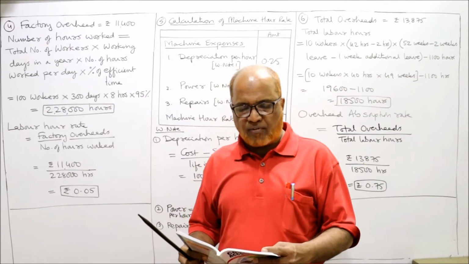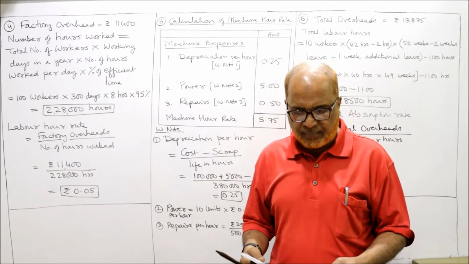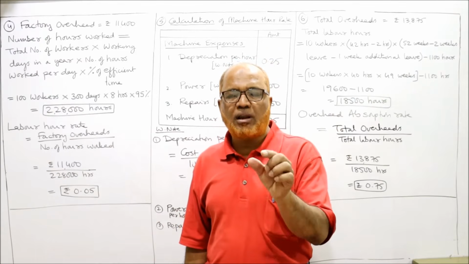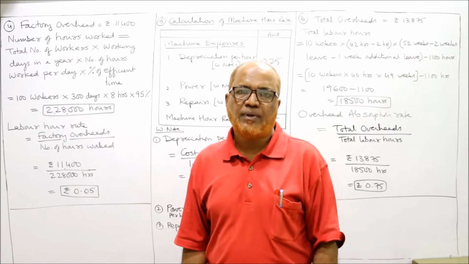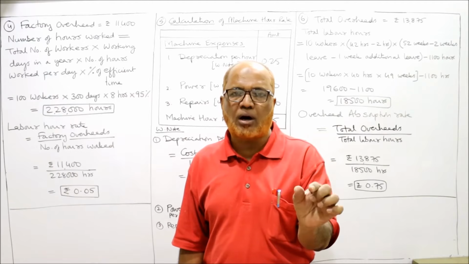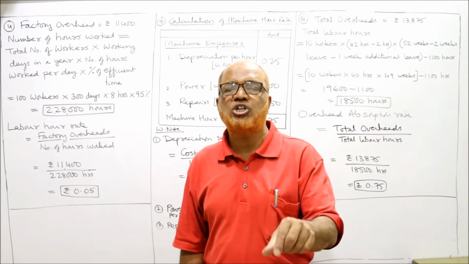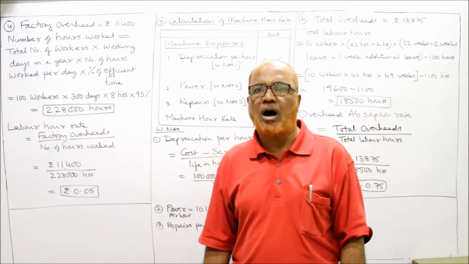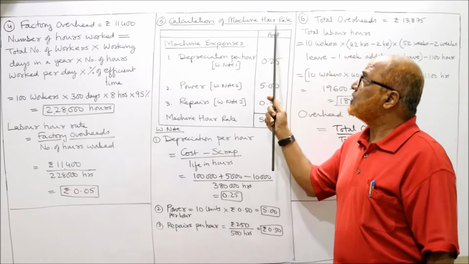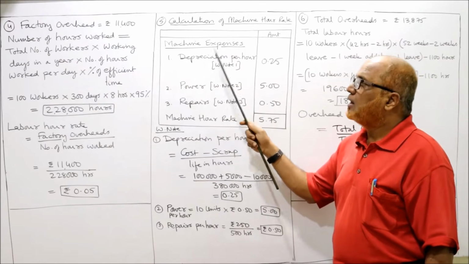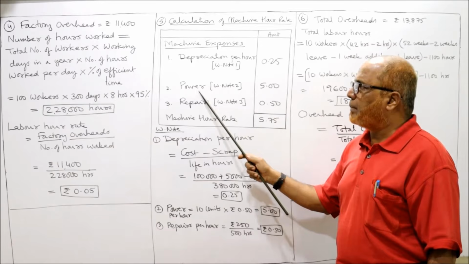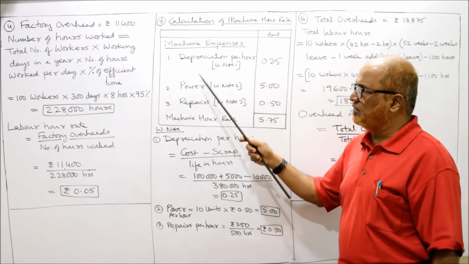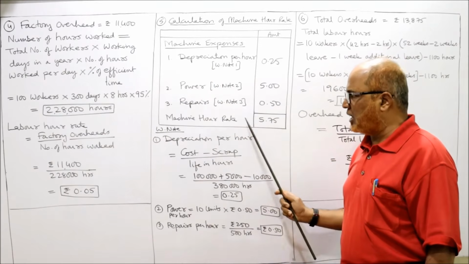Then the machine is operated for 500 hours in the month of December 97. Monthly machine repairs are 250. So monthly machine repair charges are 250 rupees in a month, and how many machine hours does it work in a month? 500, given in the problem. We are required to calculate the machine hour rate. Calculation of machine hour rate, machine expenses. Depreciation working note number 1, power working note number 2, repairs working note number 3. Only 3 expenditures are given: depreciation, power, repair.